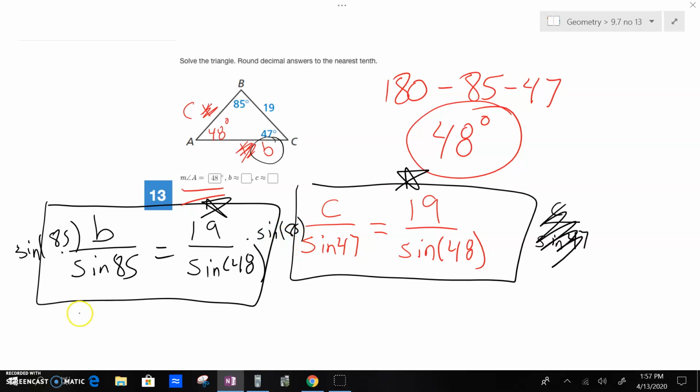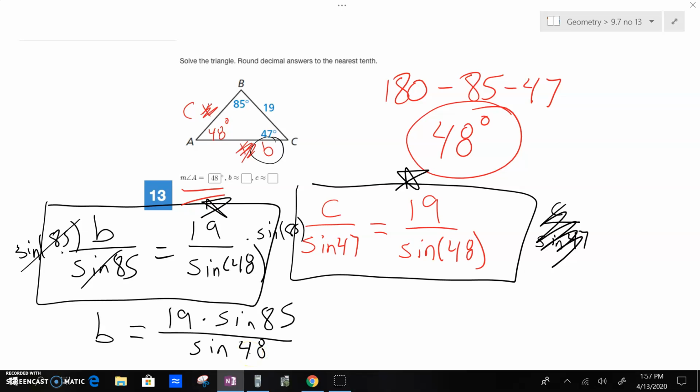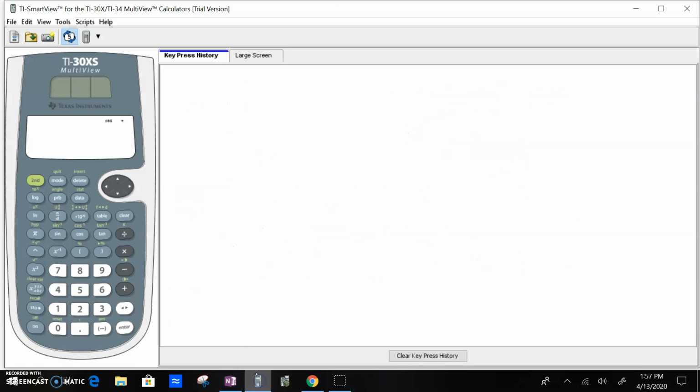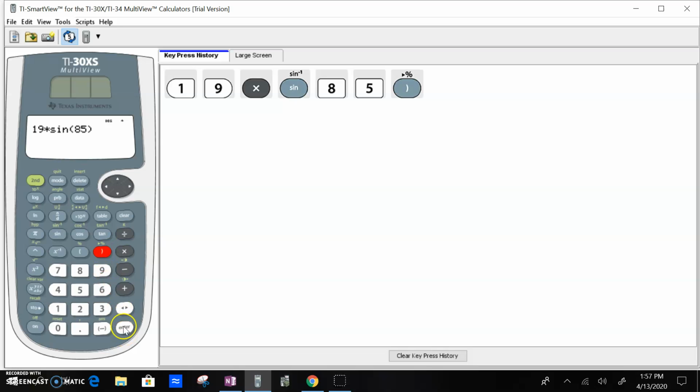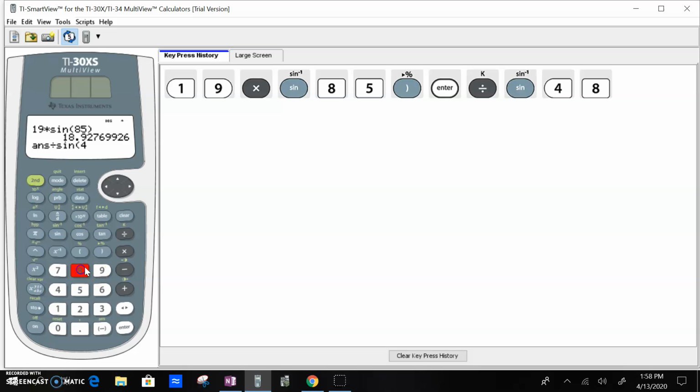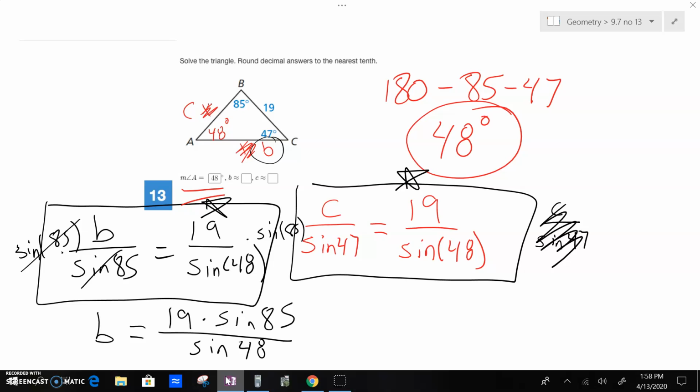And then you let your calculator do the rest. So here, those will cancel and you'll be left with just B. Then on this side, you're going to have 19 times the sine of 85, and then we're going to divide that by the sine of 48. So we'll go 19 times the sine of 85, and we can hit enter, and then we'll divide by the sine of 48. And we'll hit enter, and then that will get us 25.5 if we round up. So that's 25.5 for B.